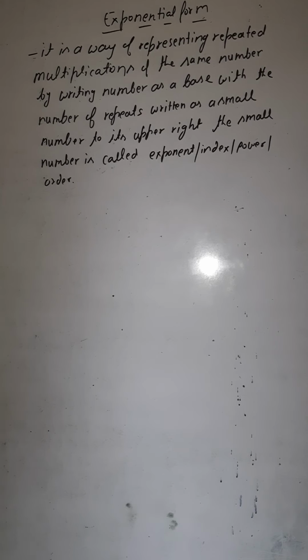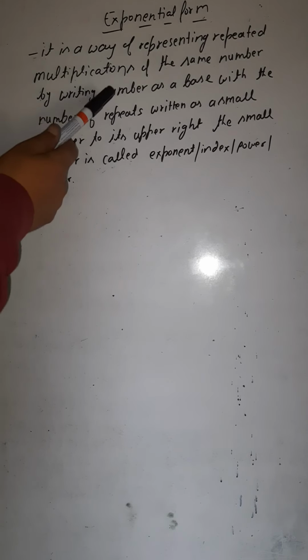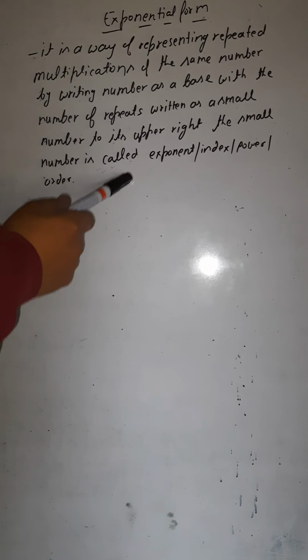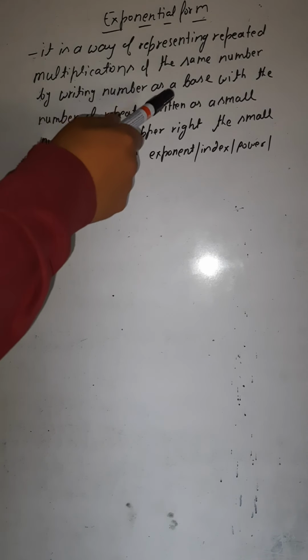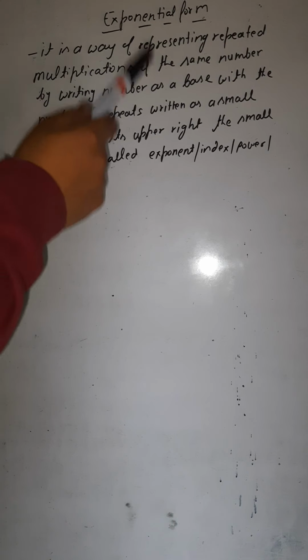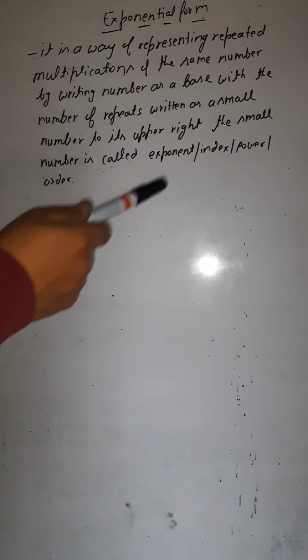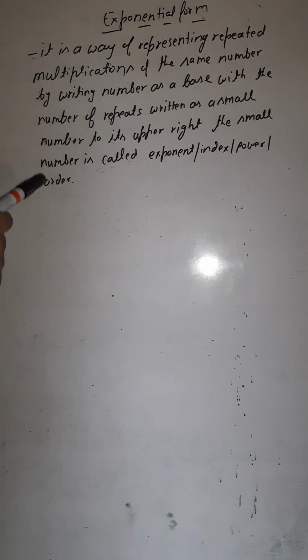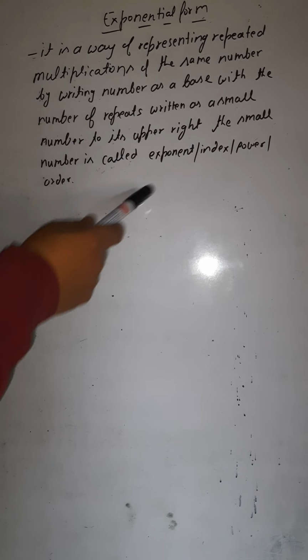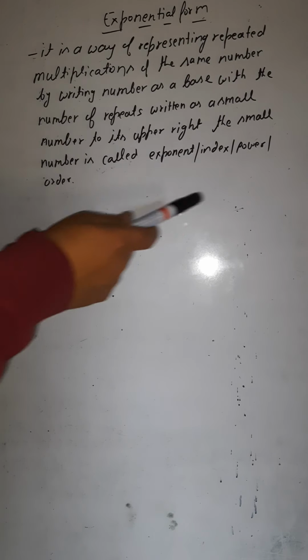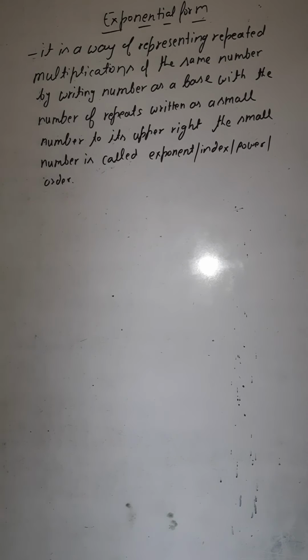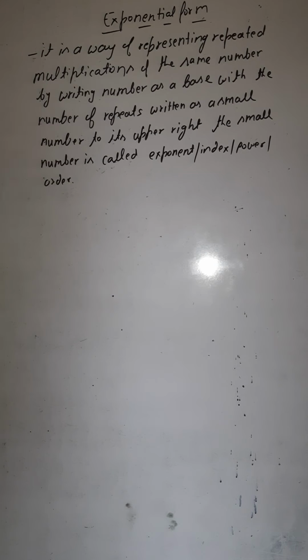It's a way of representing repeated multiplication of the same number by writing the number as a base, with the number of repeats written as a small number to its upper right. The small number is called exponent, index, power, or order, whatever you want to call it. Let me explain it. Exponential form is a way of representing repeated multiplication.